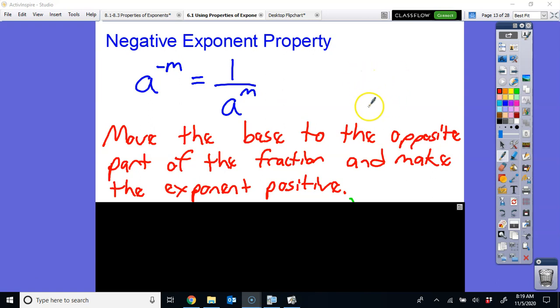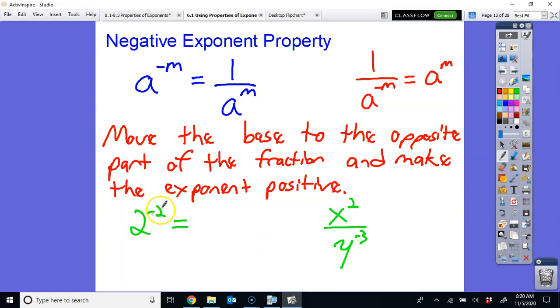As I was saying, if the negative exponent is on the bottom of the fraction, you would move it to the top of the fraction and make it positive. Now notice what I'm doing here. I'm not doing a reciprocal, so be careful. I'm not taking it and flipping it. That's not what we mean. If you had negative exponents on the top and negative exponents on the bottom, yes, you would flip both of them. But you have to make sure that you only move the base that has the negative exponent and make the exponent positive. Don't move everything, okay?